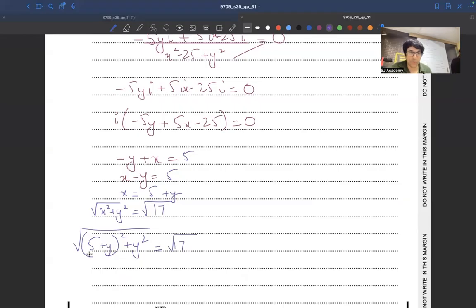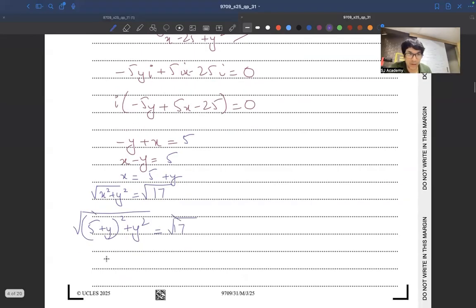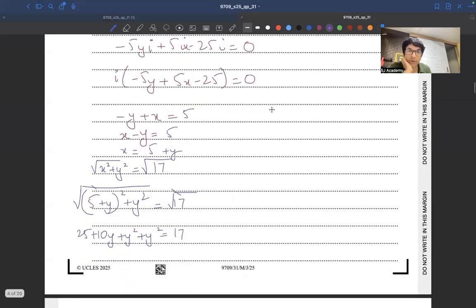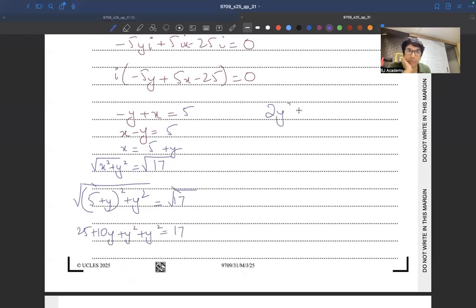Cancelling out the square root, we'll get 25 plus 10y plus y squared plus y squared equals to 17. So we have a quadratic term over here, that is 2y squared plus 10y, and 25 minus 17, that will become plus 8 equals to 0. Factorizing this, we'll get 2y squared plus 8y plus 2y plus 8 equals to 0. Taking common, we'll get (y + 4)(2y + 2)... that is, 2y into (y + 4) plus 2 into (y + 4) equals to 0.